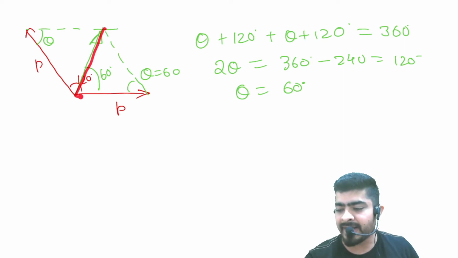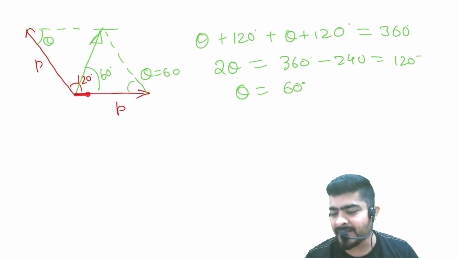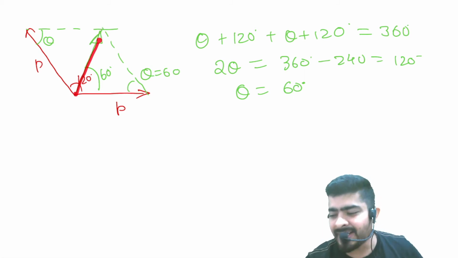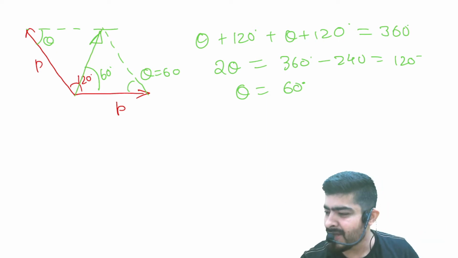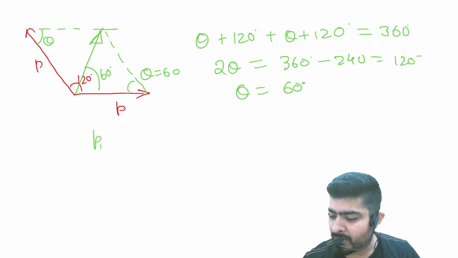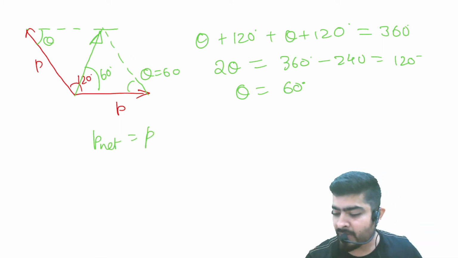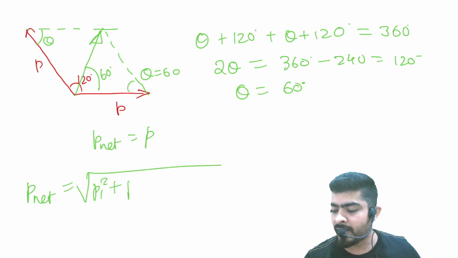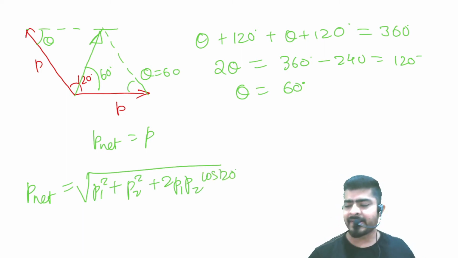So you are getting an equilateral triangle. That means this side and this side should have the same magnitude, so the net dipole moment should be equal to P. So this is one way of solving. Another way is obviously using the vector addition formula: under root of P1 square plus P2 square plus 2 P1 P2 cos 120 degrees. Put the values, you will get the same answer, P.